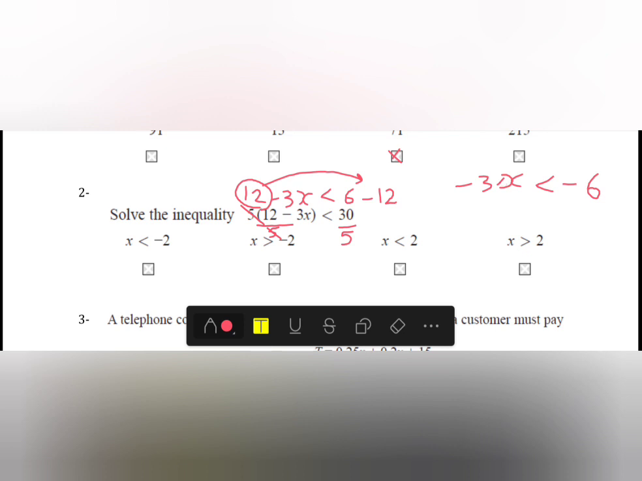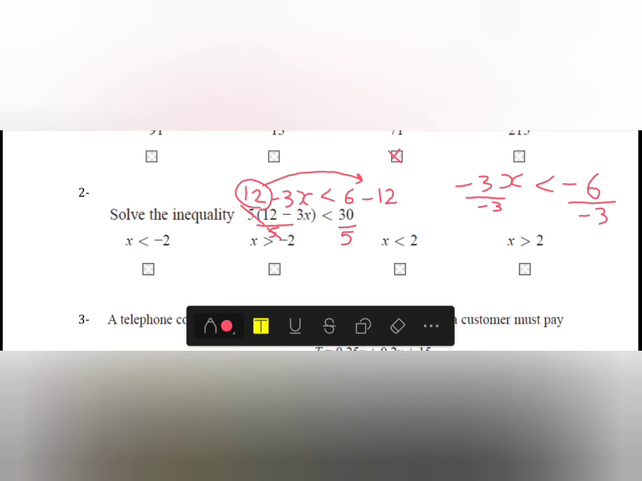And remember, if there's a number attached to a variable, it means it's multiplied with it. So I have negative 3 multiplied by the x, and I want to get rid of it. So because it's multiplied, I'm going to do the opposite of multiplying, which is dividing. So I'm going to divide by negative 3 here. And because I did this to this side, I'm going to do the same to the other side. I'm going to divide negative 6 by negative 3.